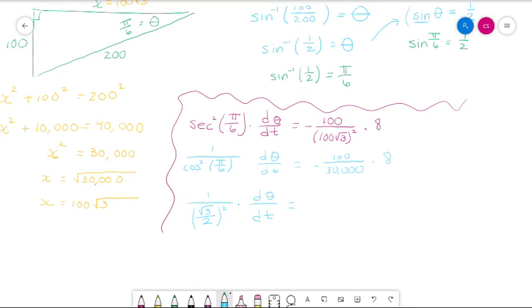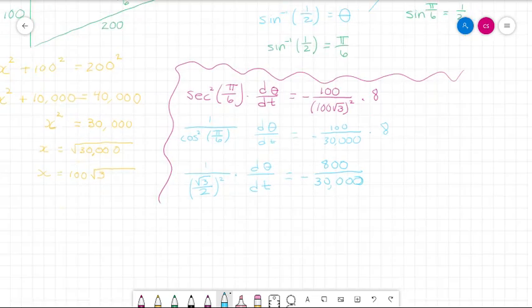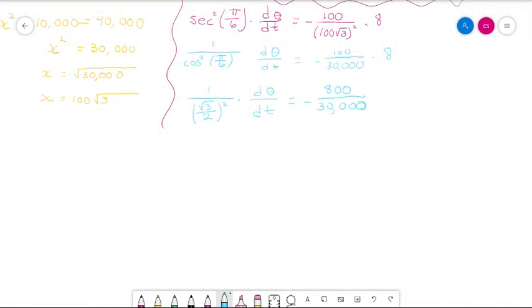Okay, so negative 100 times 8, so negative 800 over 30 grand. We're almost done. Big problem, right? So here we just have a final step, well, kind of 2 steps, but we're solving for dθ/dt. So we can multiply both sides by root 3 squared to clear that denominator. What is root 3 squared?